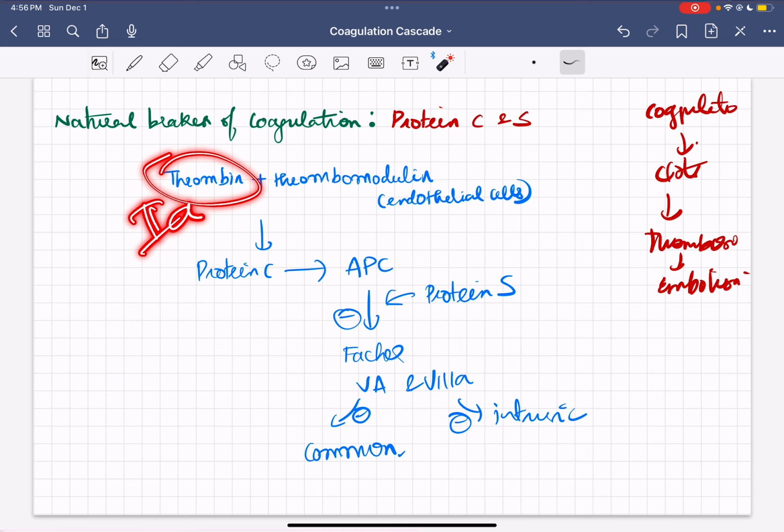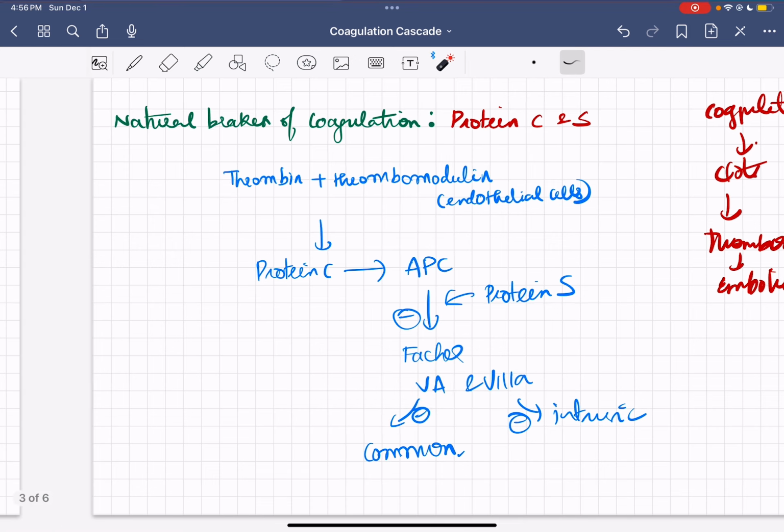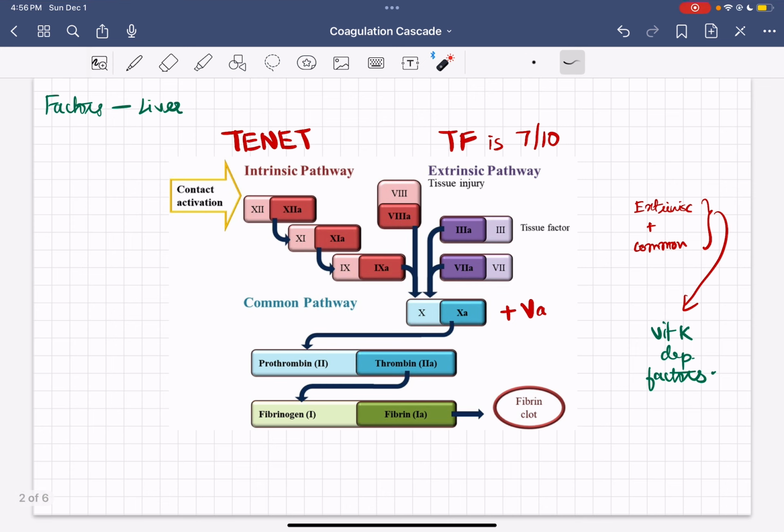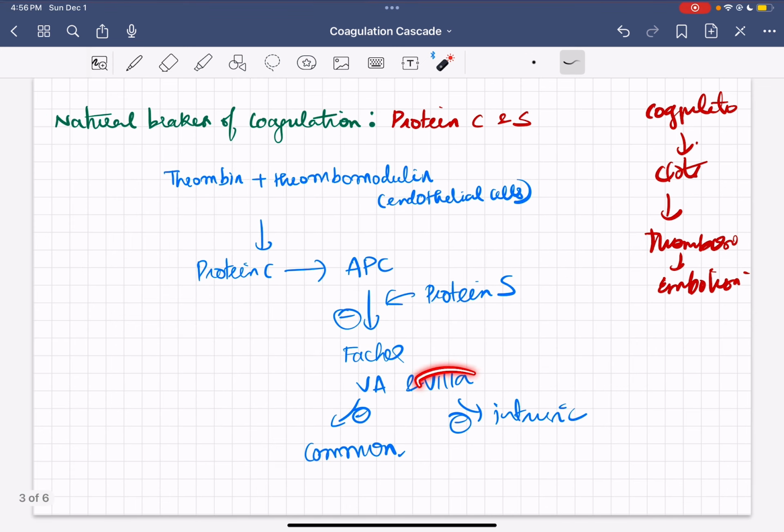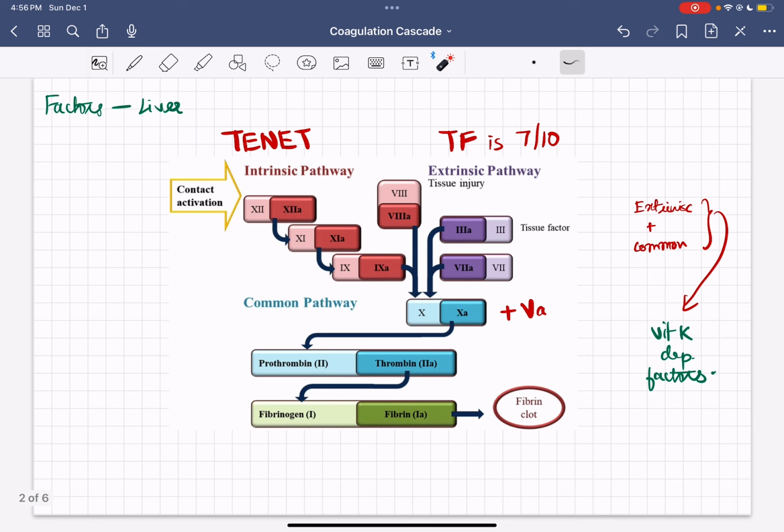Okay, thrombin, when it comes in contact with thrombomodulin during normal conditions, which is produced by our endothelial cells, goes and attaches to protein C and forms a complex, APC. Okay, and this complex, along with protein S, is going to go and inhibit certain factors, which are your 5A and 8A. Remember, 5A is part of your common pathway, right? And 8A is part of your intrinsic pathway.